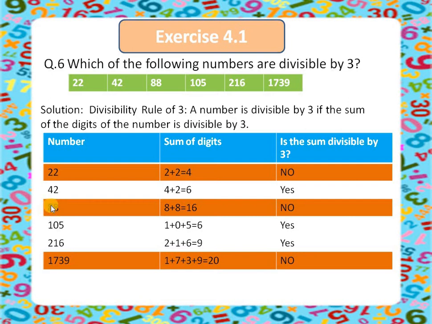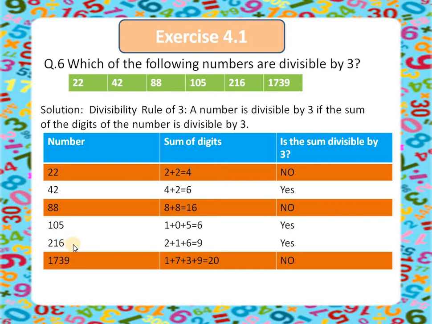88. Sum of the digits. So, 8 plus 8 will give you 16. If we check out this number 16, 3 5s are 15, but 1 will be remainder. So 88 is not divisible by 3. No. Next number 105. First of all, add all these digits. 1 plus 0 plus 5 will give you 6. Now 3 2s are 6. Yes, the sum of the digits is divisible by 3.